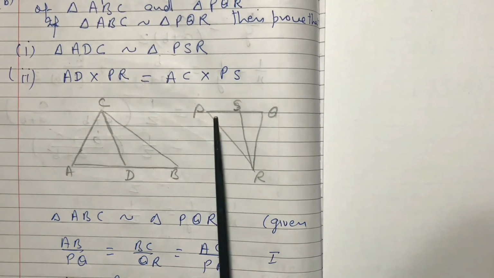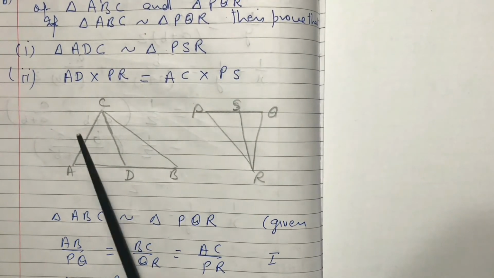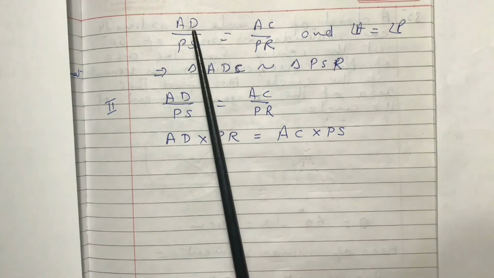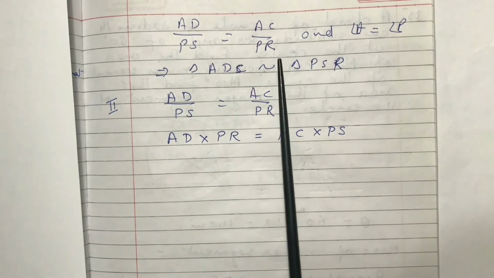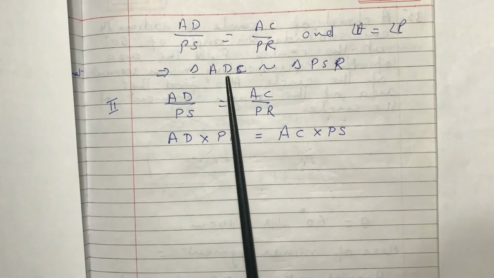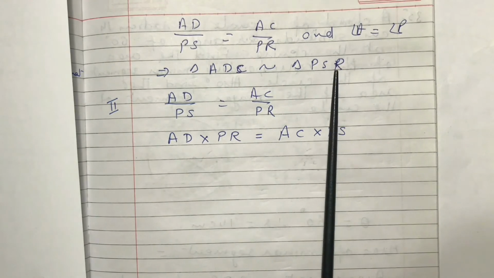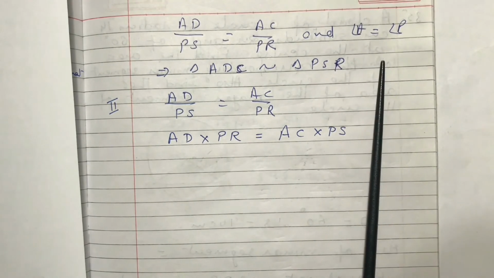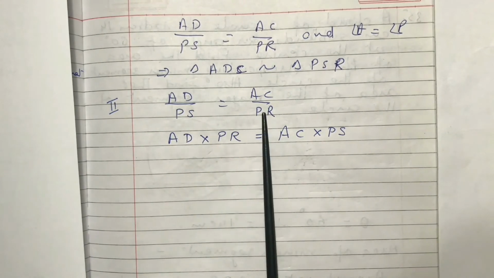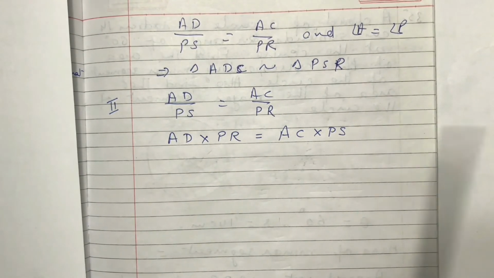And their sides are proportional. If you cross multiply from there, you will get the second result as well. Now AD upon PS is equal to AC upon PR and angle A is equal to P. So triangle ADC is similar to triangle PSR. So first result is proved. And AD by PS is equal to AC by PR. Cross multiply it, you will get the second result.